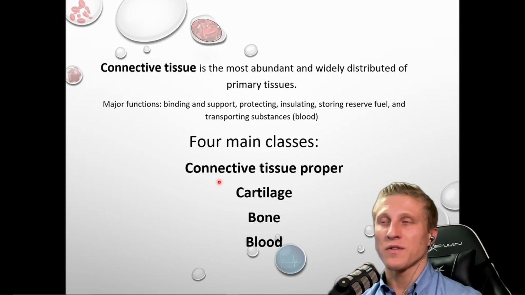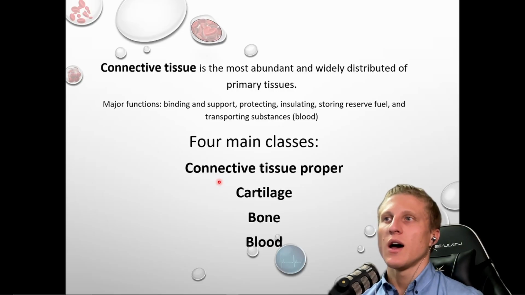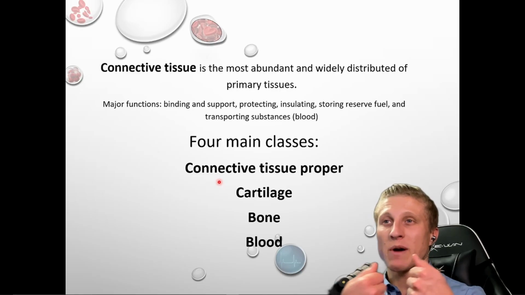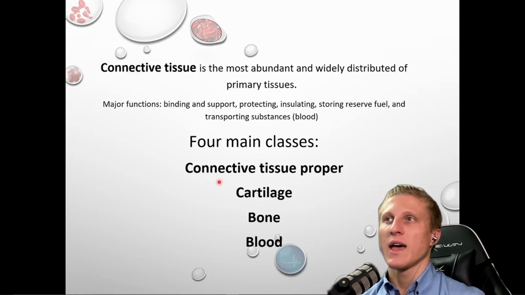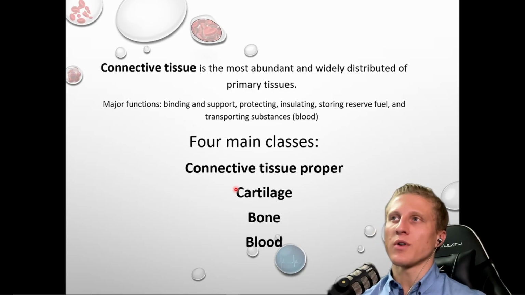It serves a variety of functions, whether it's support functions, structural functions, such as your bones, binding things together, which is going to be your tendons and ligaments, insulating or providing abrasion or impact resistance, which is going to be cartilage, and then also a transport function, which is what we're going to focus on today with regards to blood.